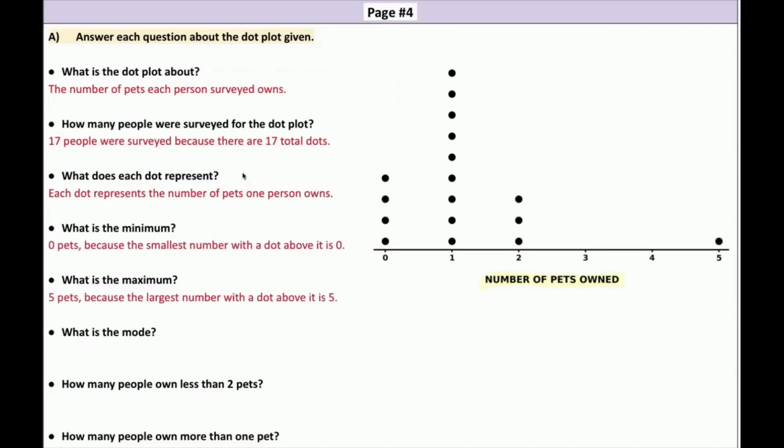The maximum is 5. And the mode, I always think mode most. The dots with the most are 1. So the most people have 1 pet.